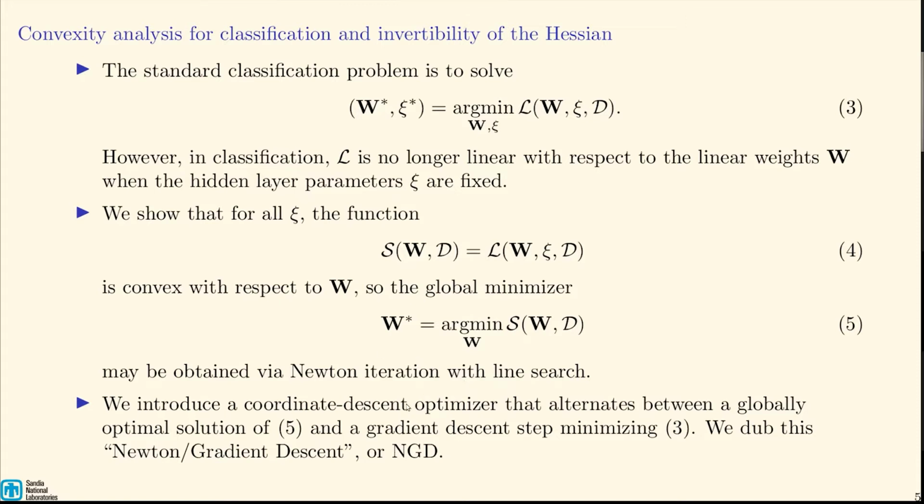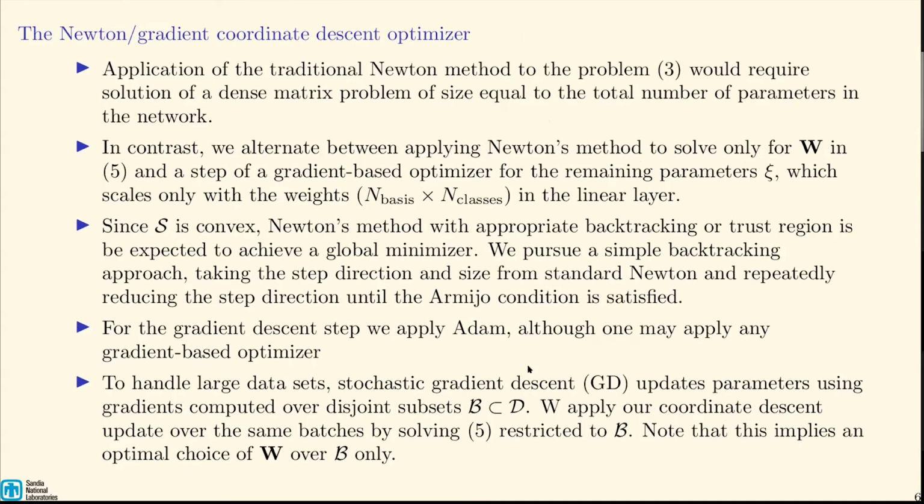And that's the basis for this coordinate descent. We alternate between doing a Newton solve to get the optimal weights given the hidden layer parameters, and then we update the hidden layer parameters with a step of gradient descent. Like I said, our reason for this is we don't want to hit the whole thing with a Newton method, as that would scale with the total number of parameters, which would be too expensive for a second order method. But now the Newton step will only scale with the number of basis functions, so the width of the linear layer times the number of classes, which we think of as fixed.